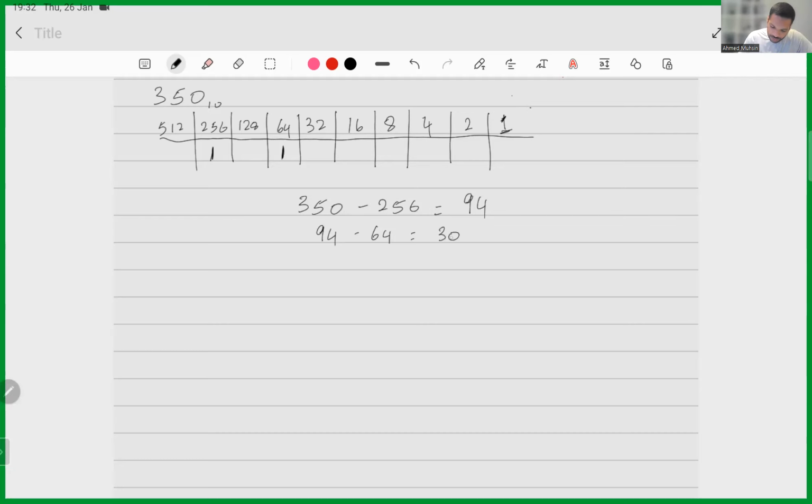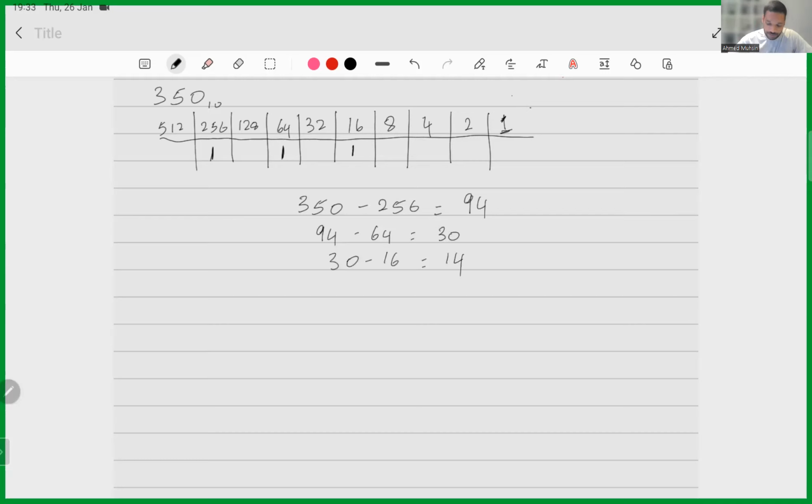30 is closest to which position value? You cannot take 32 because 32 is greater. So you'll have to take 16. So you put a 1 at 16. Now 30 minus 16 is equal to 14.